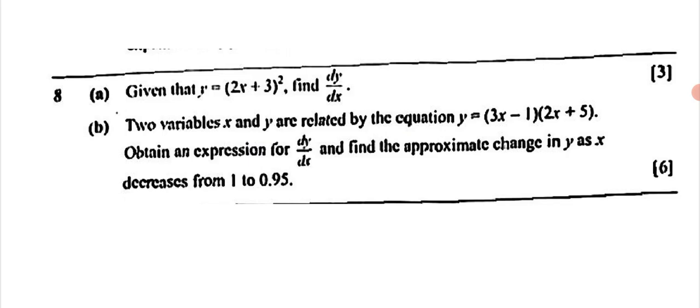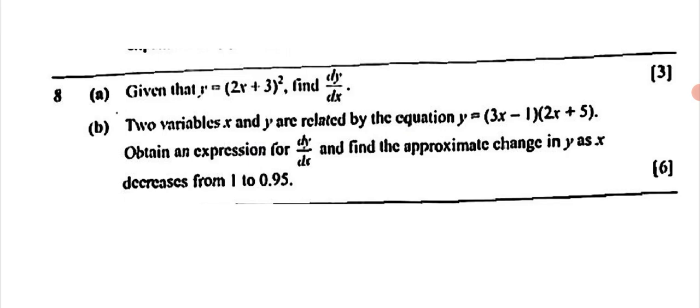Then part b: two variables x and y are related by the equation y is equal to (3x minus 1) times (2x plus 5). Obtain an expression for dy/dx and find the approximate change in y as x decreases from 1 to 0.95. As we can see, calculus is a very important topic. Just this question alone carries about 9 marks, the 6 plus 3 marks there. So let's get on with answering.